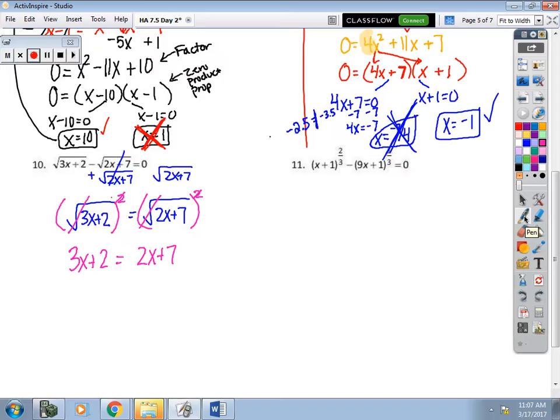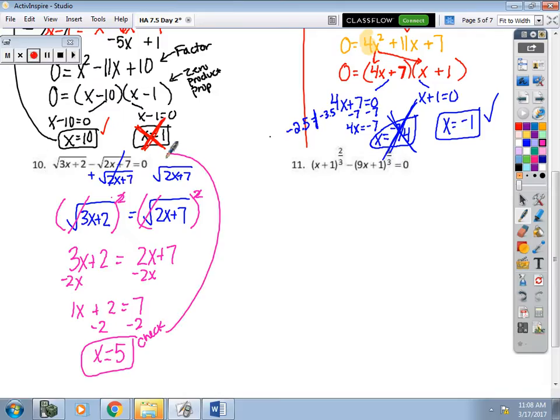So get our variables on one side, subtract 2x, and isolate the x to get x equals 5. You still need to check this. Even though there's only one answer, you still have to check it. It could be extraneous, and this could be a no solution problem. Okay, so you have to verify.